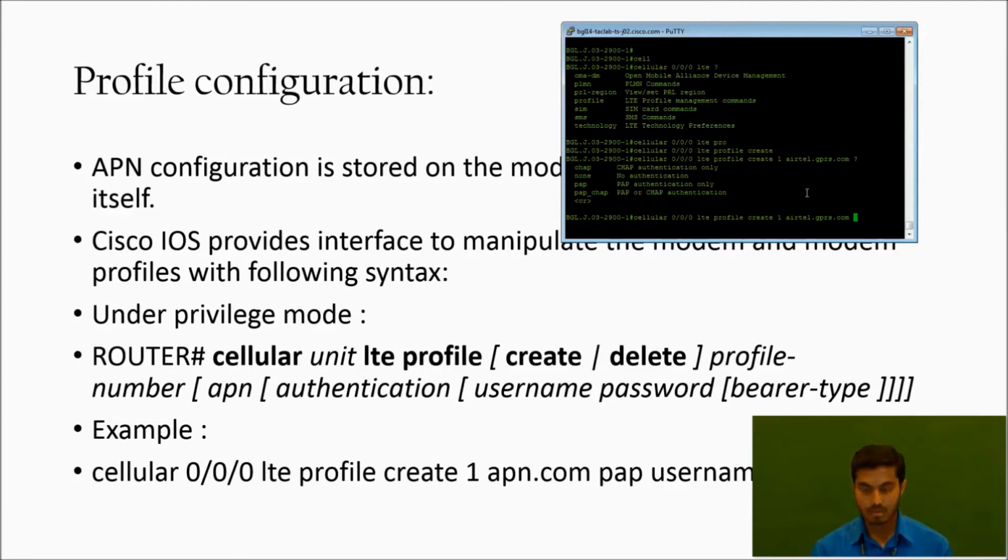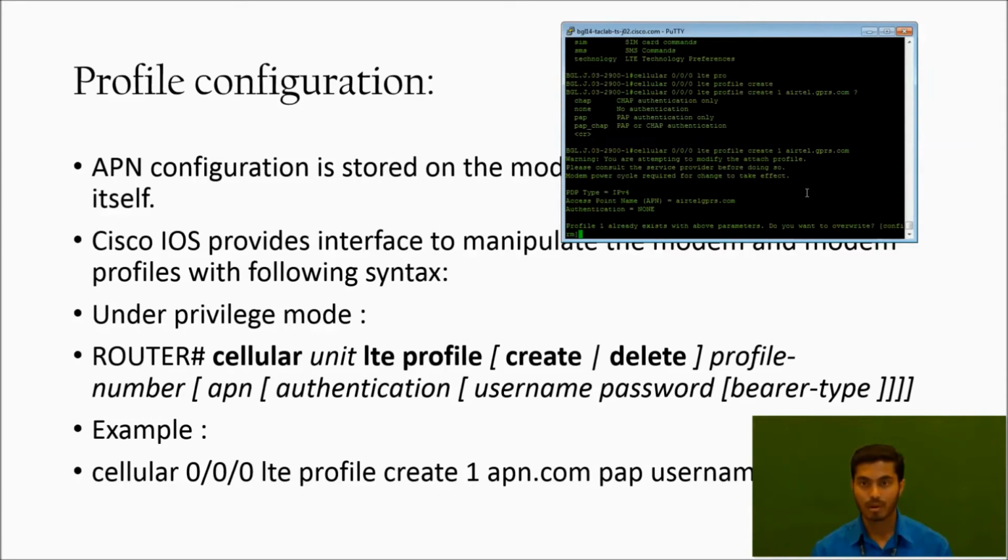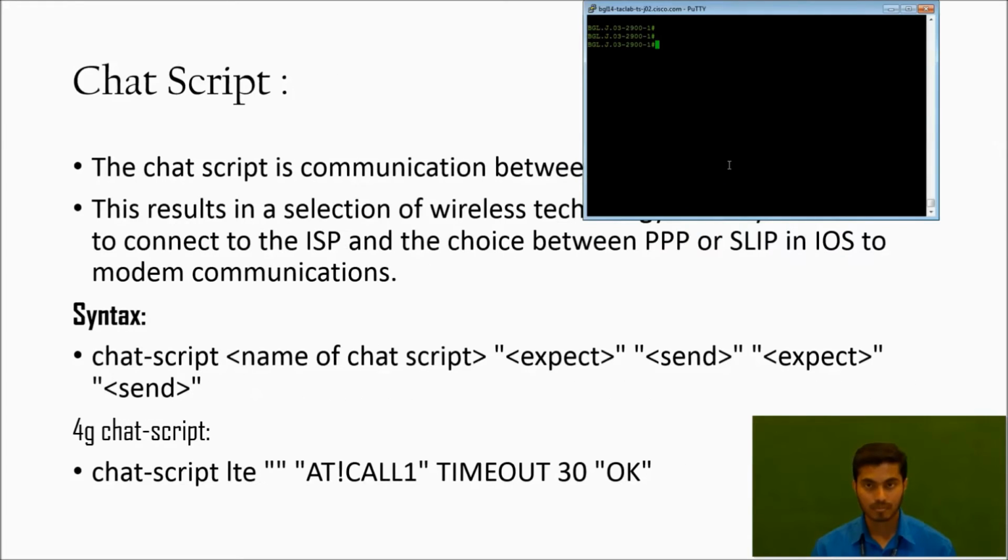So these things are all provided by the service provider, and in case you need to make any changes in future, you will have to use this following command. So next is the chat script. Chat script is the communication between the iOS and the modem, and here is the syntax for chat script. Ensure that you have the right syntax used, and chat script is configured under the configure terminal.